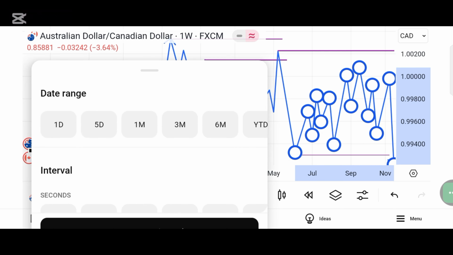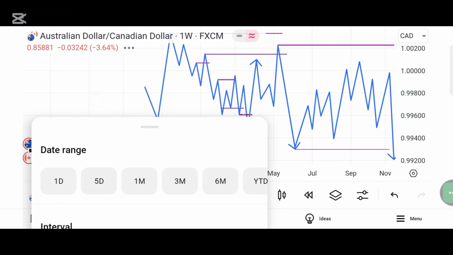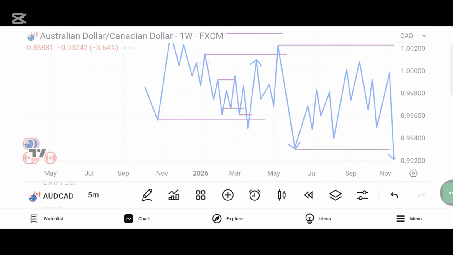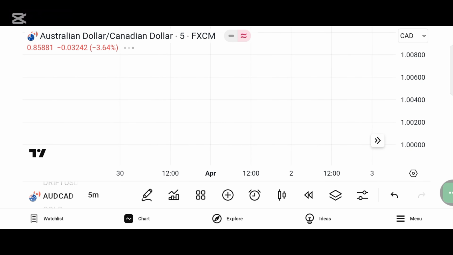not get confused. I want to see if I can shift. Sorry guys, sorry guys.